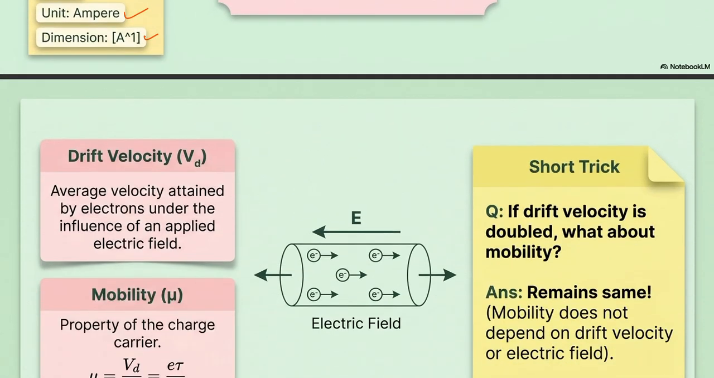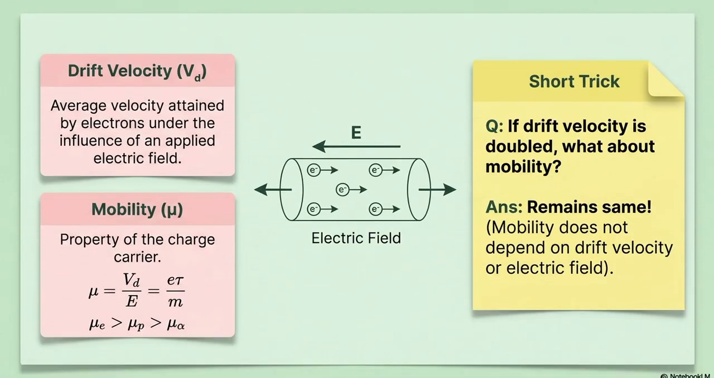Next, look at the drift velocity formulas. This is the important part for your board exam and NEET. Drift velocity is nothing but the average velocity attained by the electrons under the influence of electric field. So the relation between current and drift velocity is I is equal to NEA Vd. This is the relation between current and drift velocity.